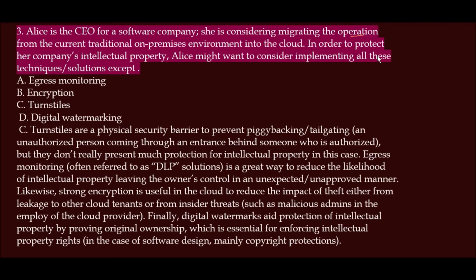According to this question, option C, turnstiles, is correct because turnstiles are a physical security barrier to prevent piggybacking, meaning tailgating, an unauthorized person coming through an entrance behind someone who is authorized. But they don't really present much protection for intellectual property in this case. If we are talking about option A, egress monitoring, often referred to as a DLP solution, it is a great way to reduce the likelihood of intellectual property leaving the owner's control in an unexpected, unapproved manner.